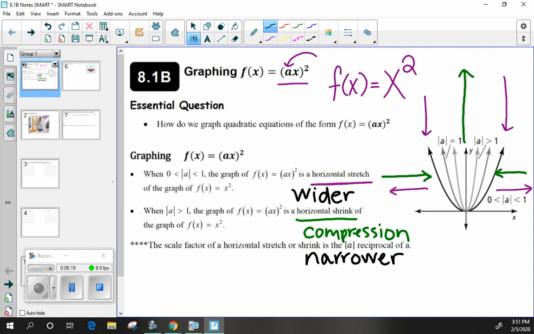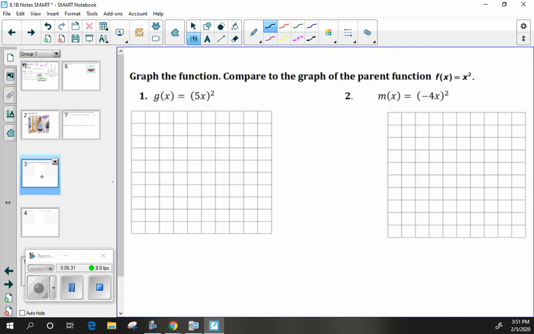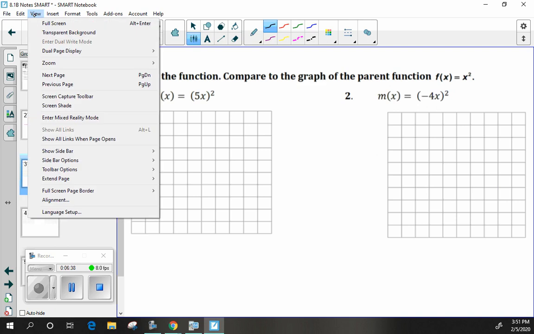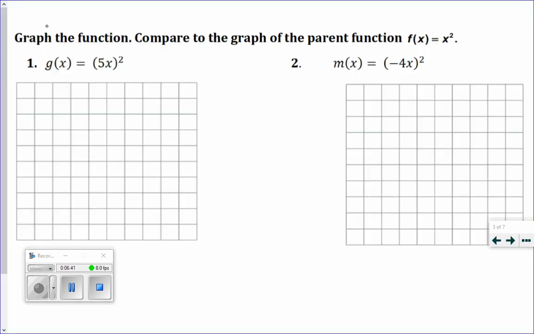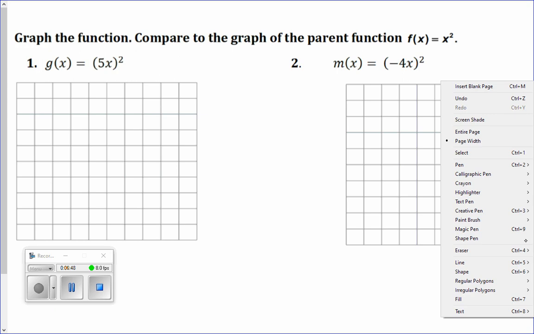The last thing to remember on this one is that the scale factor of a horizontal stretch or shrink is the absolute value reciprocal of a, and I'll talk about that a little bit more once we get into the problems. So, going on to our first one here, I'm going to make this a little bit bigger so we have more room on the graph. Actually, I'm not going to do that quite yet because I want to show you one other thing on the calculator.